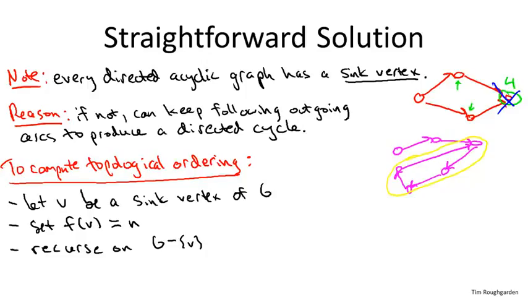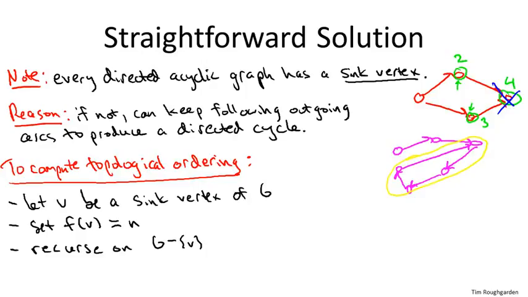But if, for example, we choose this one to be our sink vertex, then that gets the label 3. Then we recurse just on the northwesternmost two edges. This vertex is the unique sink in that graph. That gets the label 2, and then we recurse on the one-node graph, and that gets the label 1. So why does this algorithm work?